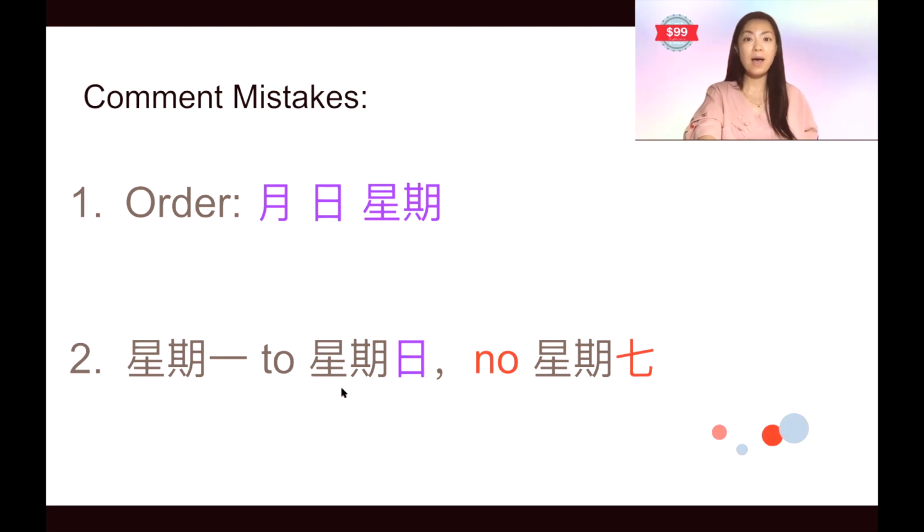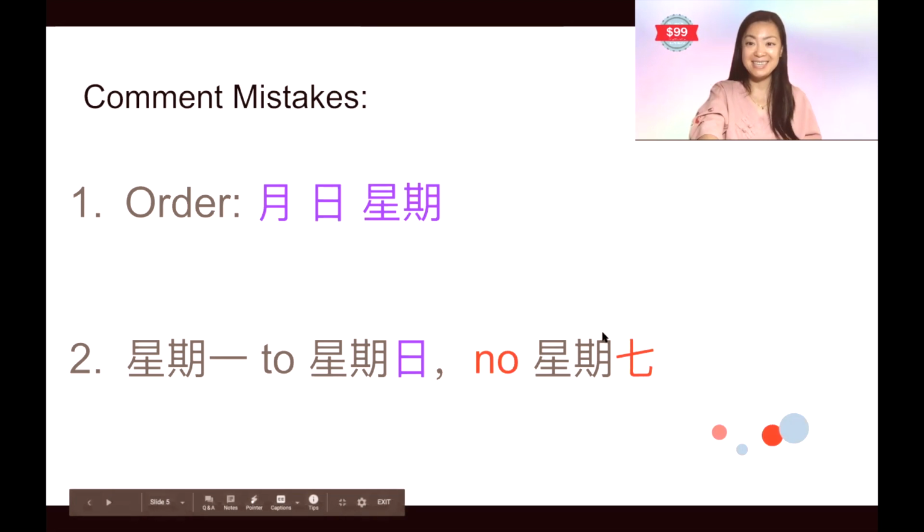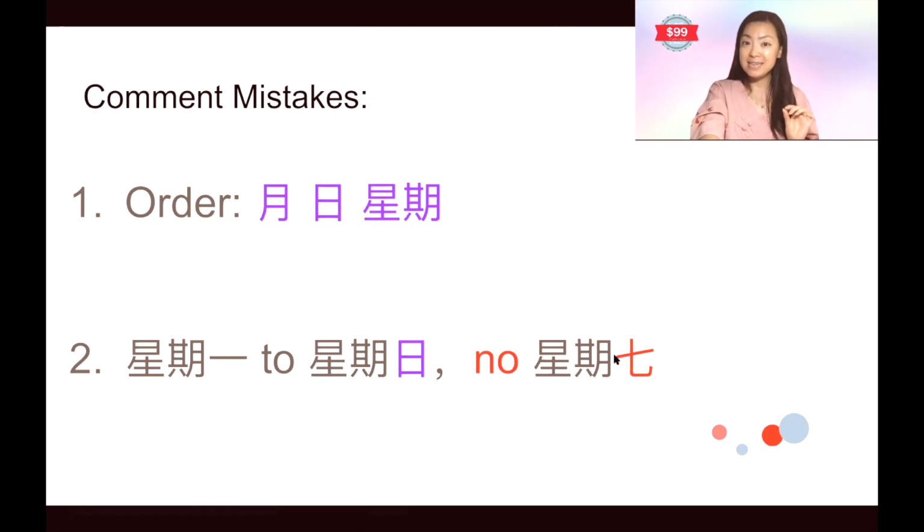And the second one is when you express the day of week, we use the number. So Monday is 星期一. Monday is the first day of the week in China. So until the Sunday, but Sunday is not 星期七. It is the seventh day of the week, but we don't use the number 七 to express that. We will say 星期日 or 星期天.